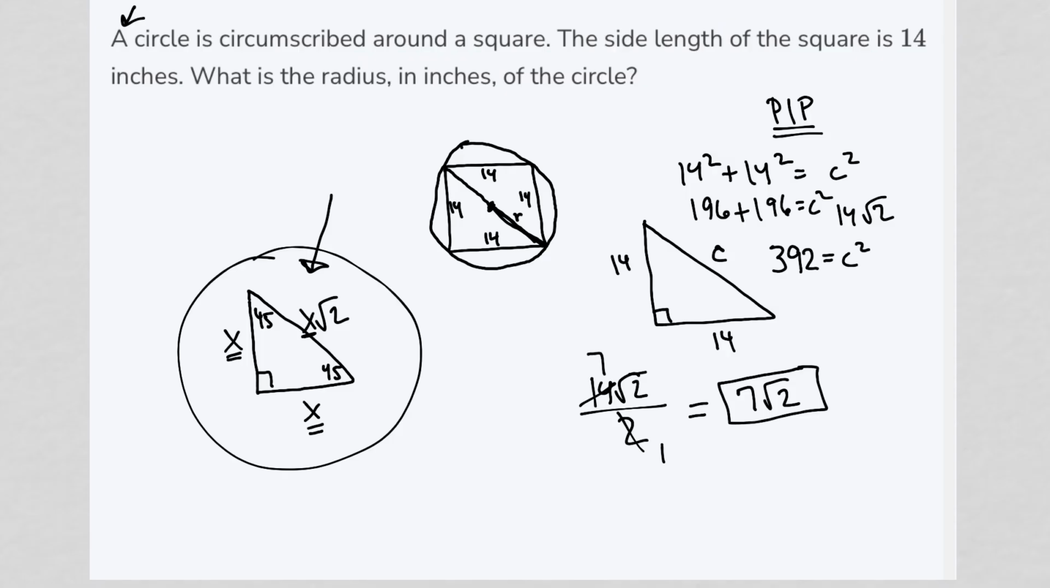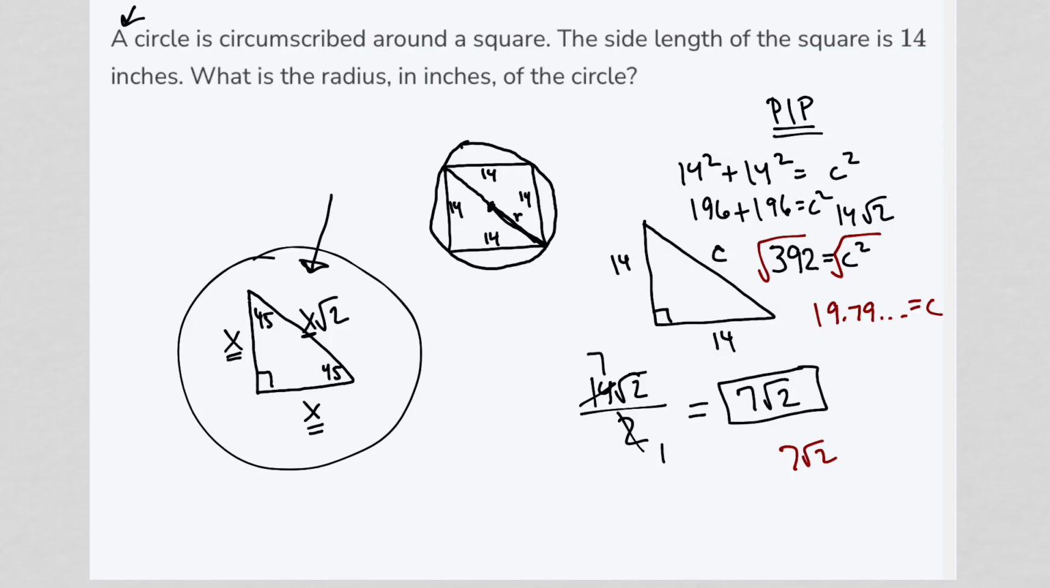And now I want c, right? So I need to take the square root of both sides. The square root of 392 is going to be 19.79 and some more numbers after that. That gives me the c value. And if I go to my graphing calculator, if I go to Desmos, I can type in 7 root 2 to see if that matches.